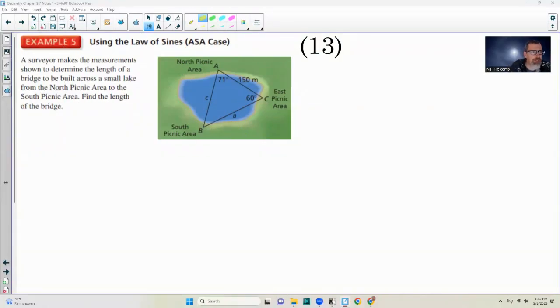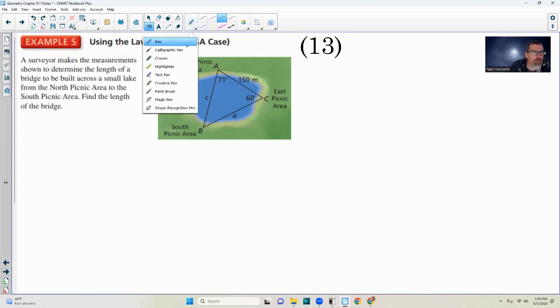Okay, example 5, using the law of sines with angle, side, angle. So now we have an included side and two angles. A surveyor makes the measurement shown to determine the length of a bridge to be built across a small lake from the North Picnic area, so from A, to the South Picnic area, B. He wants to build a bridge, which is side C. Find the length of the bridge.